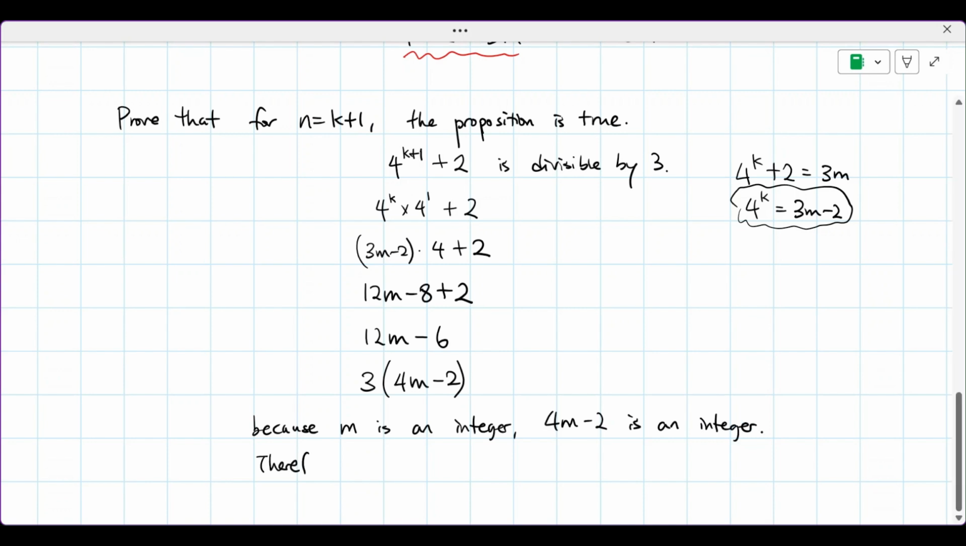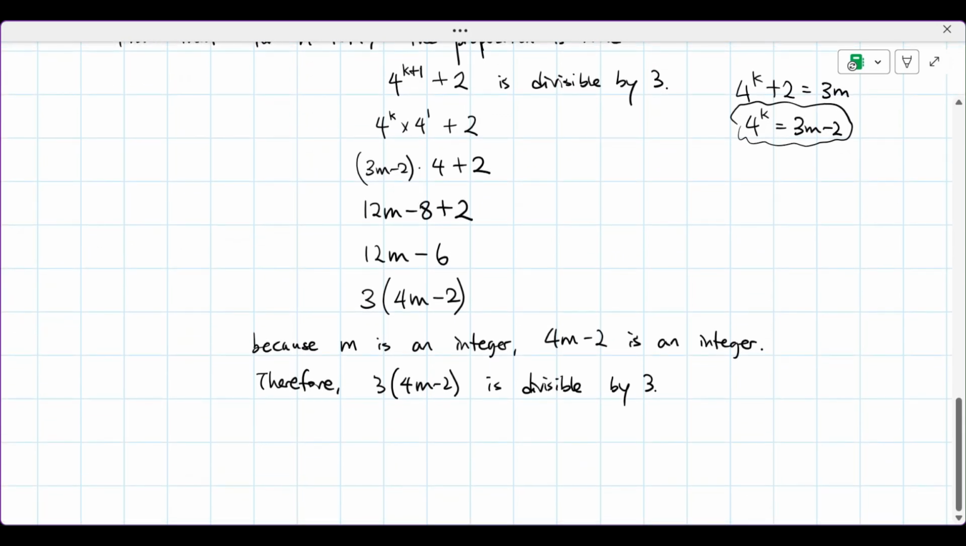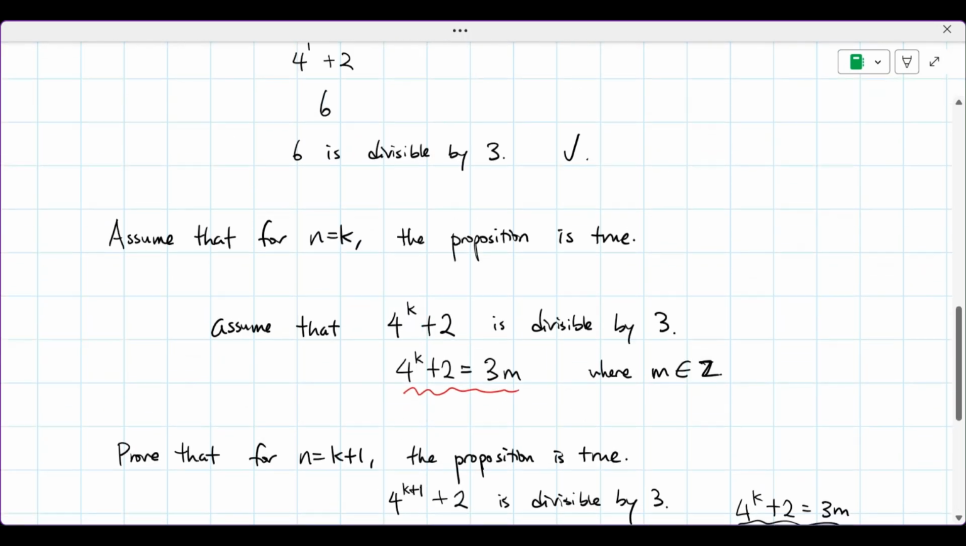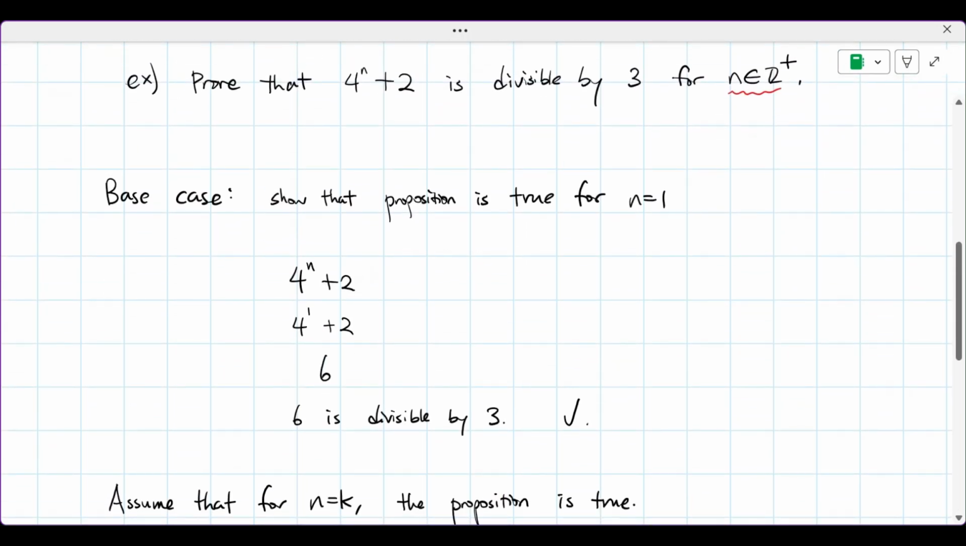Therefore, 3 times 4m minus 2 is divisible by 3, which we can also say then. Therefore, 4 to the power of k plus 1 plus 2 is also divisible by 3. So, do you see what we did here? We prove that the base case is true for n equals 1.